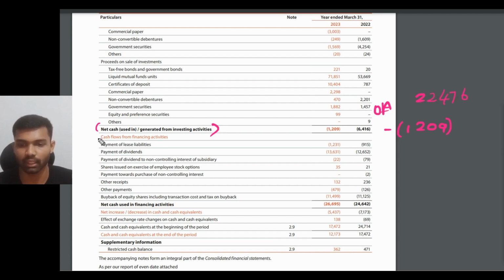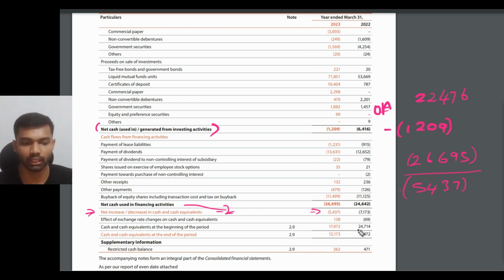If you see here the cash flow from the financing activities, the net cash used in the financing activities is again negative 26,695. To get the net increase or decrease in the cash and cash equivalents, we should add these three values. Then we will get negative 5,437 crores. That is the net increase or decrease in the cash and cash equivalents, and this is for the current financial year.